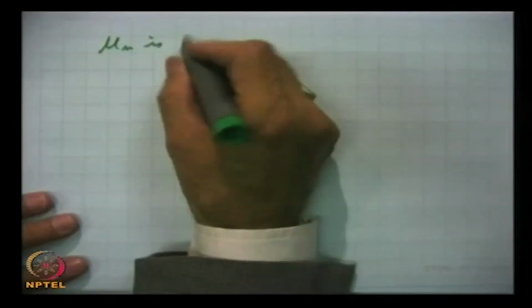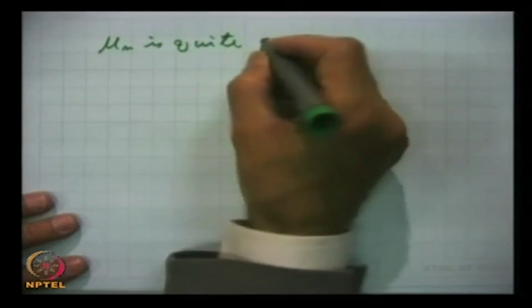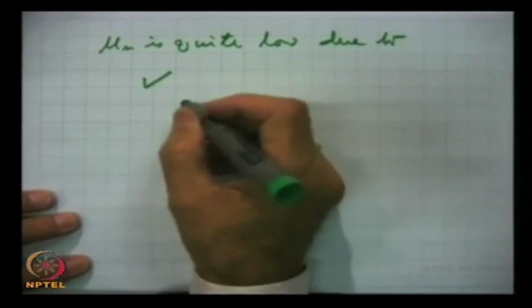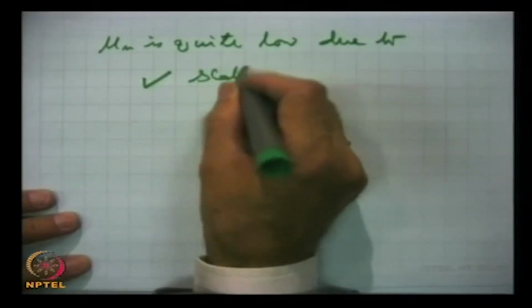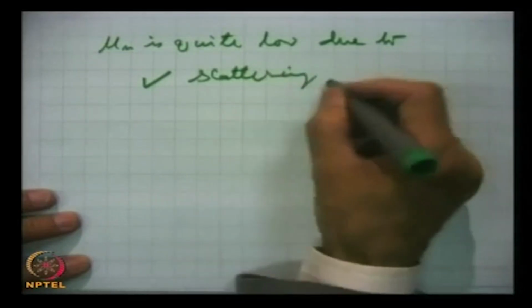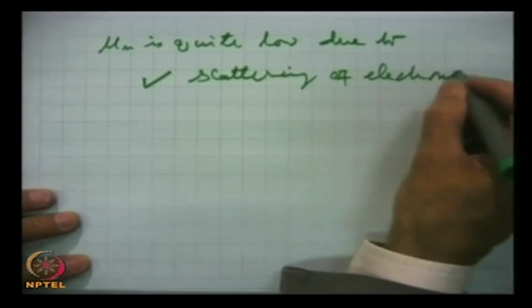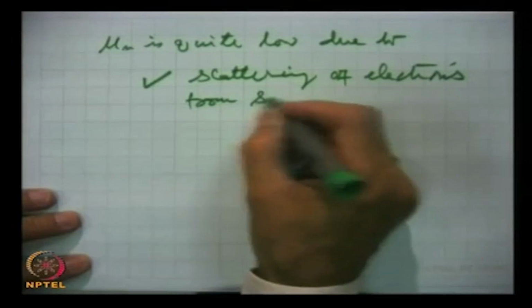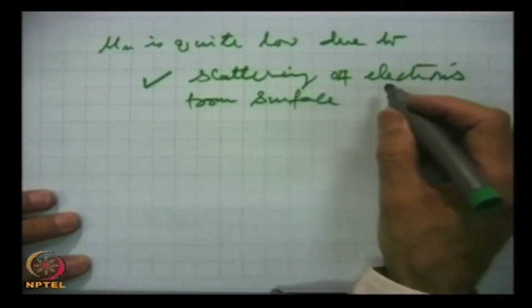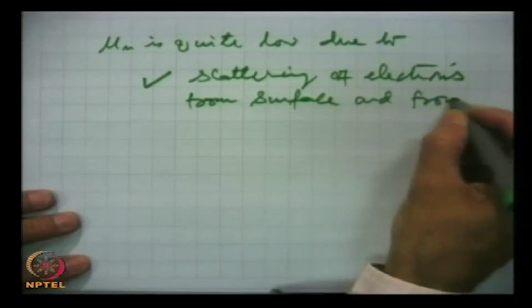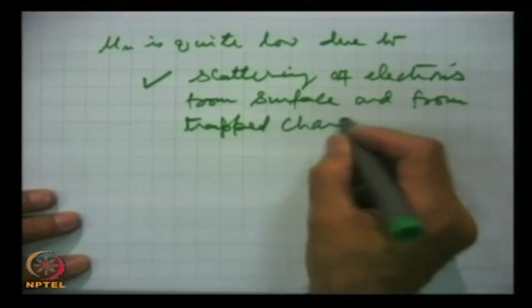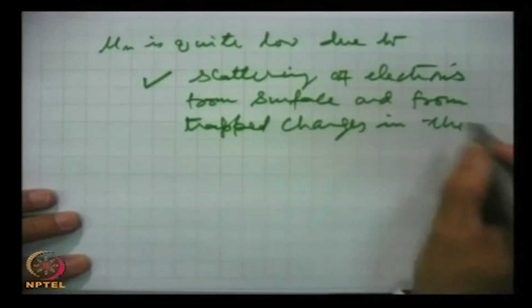that mu n is quite low due to this reason: the scattering of electrons from the surface and from trapped charges in the oxide layer.